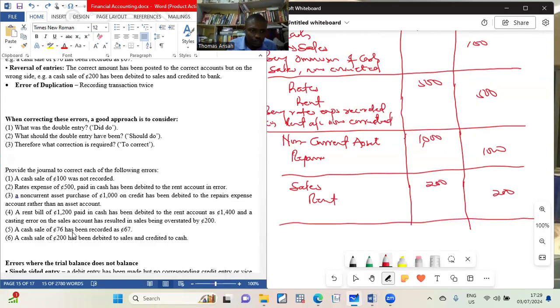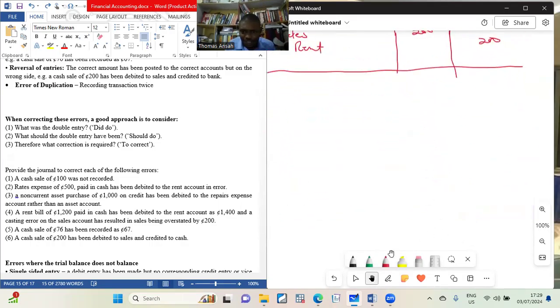Then here too we have a cash sales, so you can write your narration. Here too we have a cash sale of 76 that has been recorded as 67. Now look at this. What is a cash sales? How do you record a cash sales? We went through it. Cash is at the asset side, then sales is at the credit side. So we have, let's say, your cash, you have your sales. Now they recorded how much? The cash sales, they recorded 67, and here too 67. So we need to find the difference. So what is the difference between 67 and 76? So find it. It is 9.